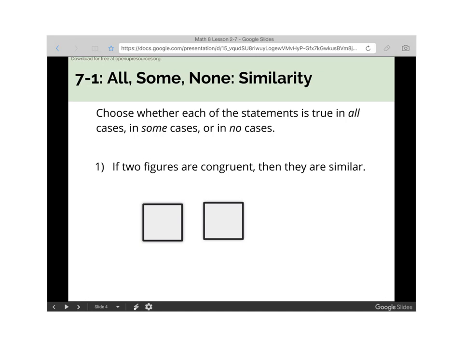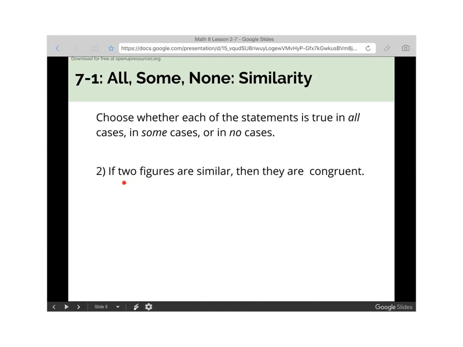Now if they are congruent, that means that they must also be similar because the angles have to be the same because they're congruent, and the side lengths use the same scale factor of 1 because they're all already the same. So for this statement, if two figures are congruent, in all cases, they will be similar.